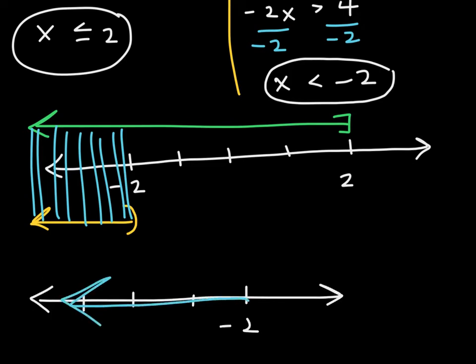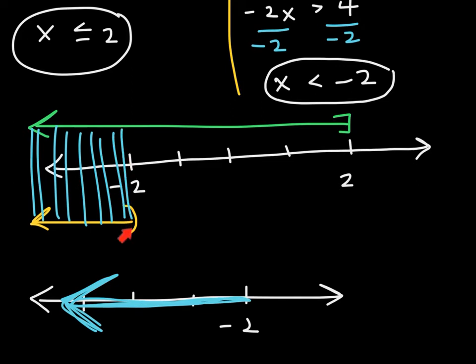Now, a question I have for you is, should I put a bracket at negative 2 or a parenthesis at negative 2? Well, if you put a bracket at negative 2, that means negative 2 makes it into the intersection. If you put a parenthesis at negative 2, it means that negative 2 is excluded, not included in the intersection. The only way negative 2 is included in the intersection is if negative 2 is in both sets.